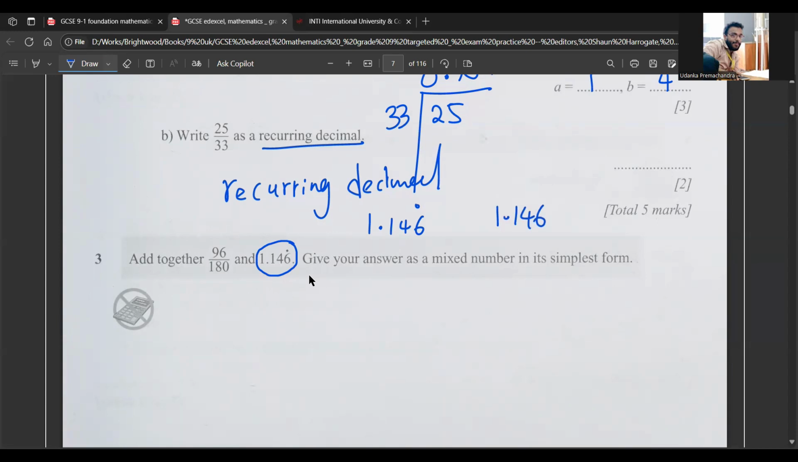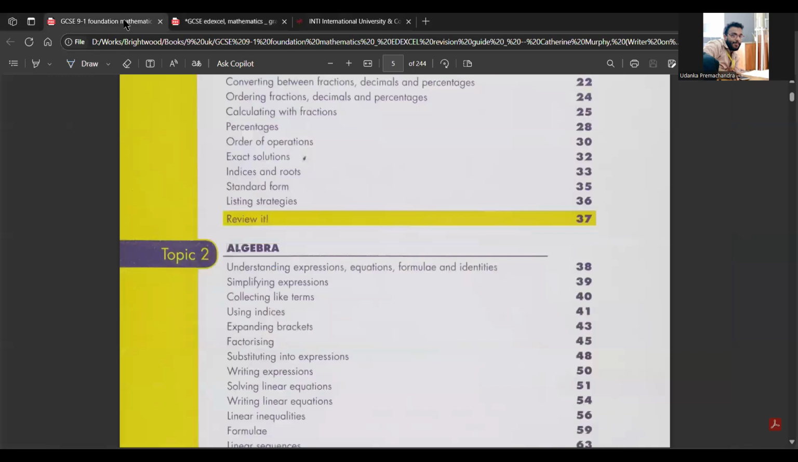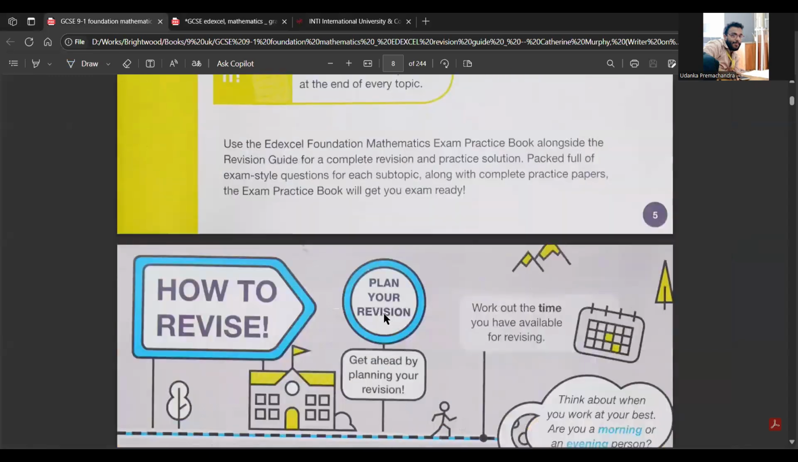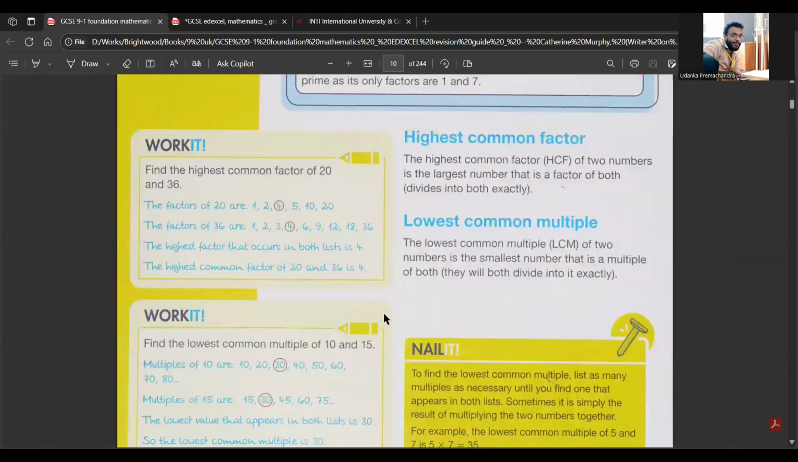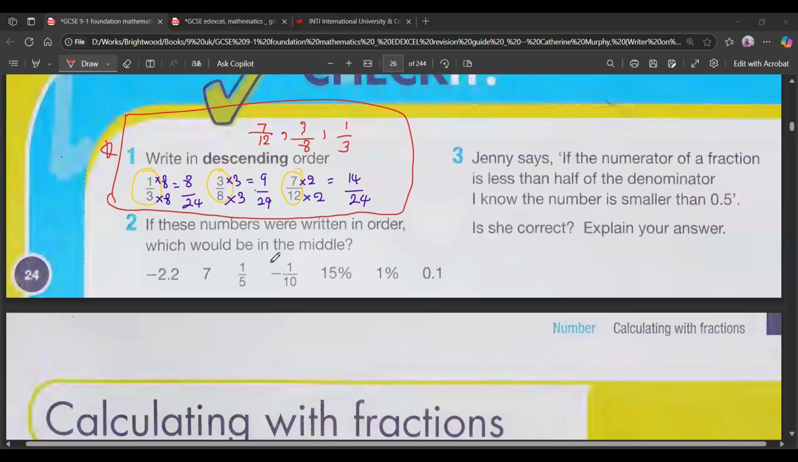Before that, I think it's better to do some questions regarding this lesson, because some of you are not familiar with these things. So I will go through some questions regarding that. Here, first of all, you have to convert everything to the common denominator, the LCM, 24. After that, you have to write like this.